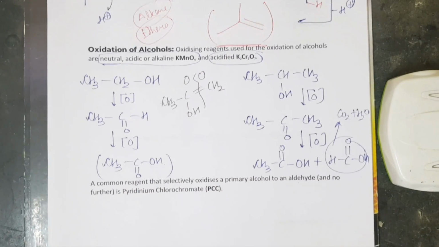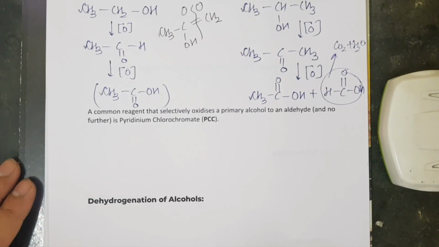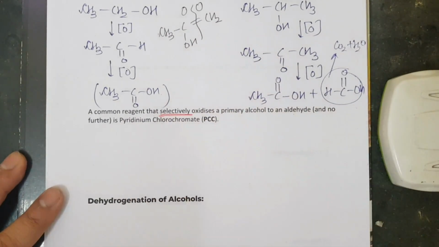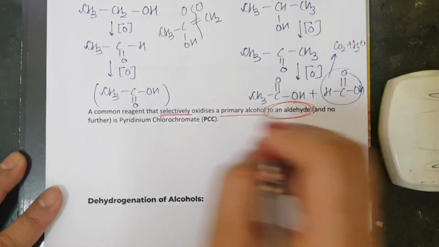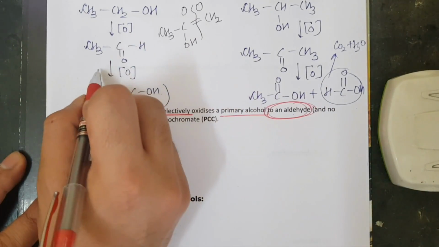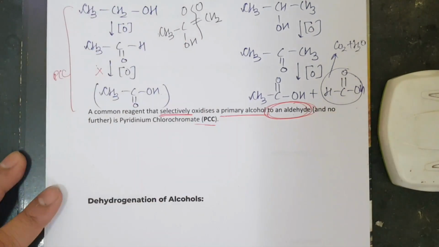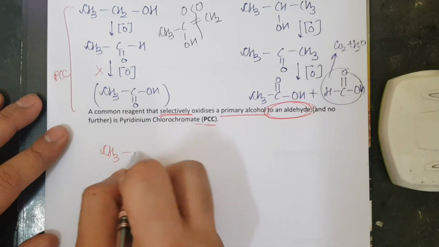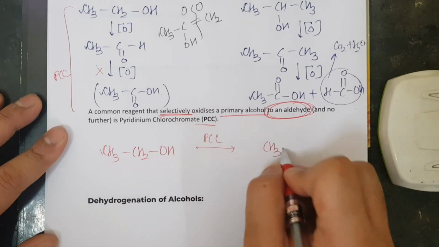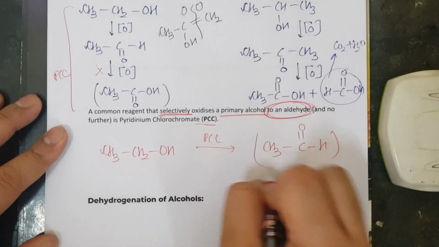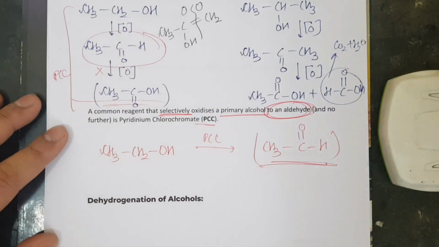Now a very important reagent, PCC, has been mentioned here. Please note that PCC is used as a selective reagent which oxidizes the primary alcohol to an aldehyde only. So it will stop at the aldehyde. After that there will be no oxidation if I have used PCC. For example, we have been given a primary alcohol. If I use PCC here, I get the formation of an aldehyde only. The reaction stops right here and does not go further. Okay, so that is very important.